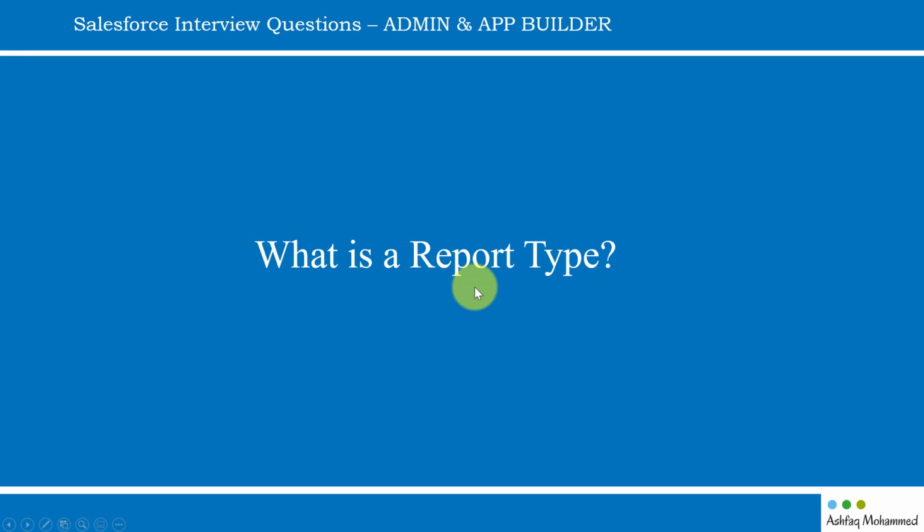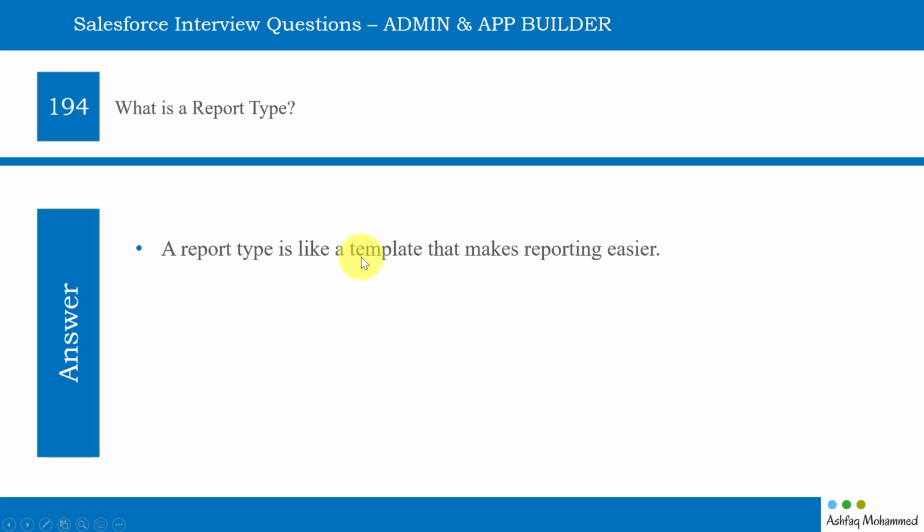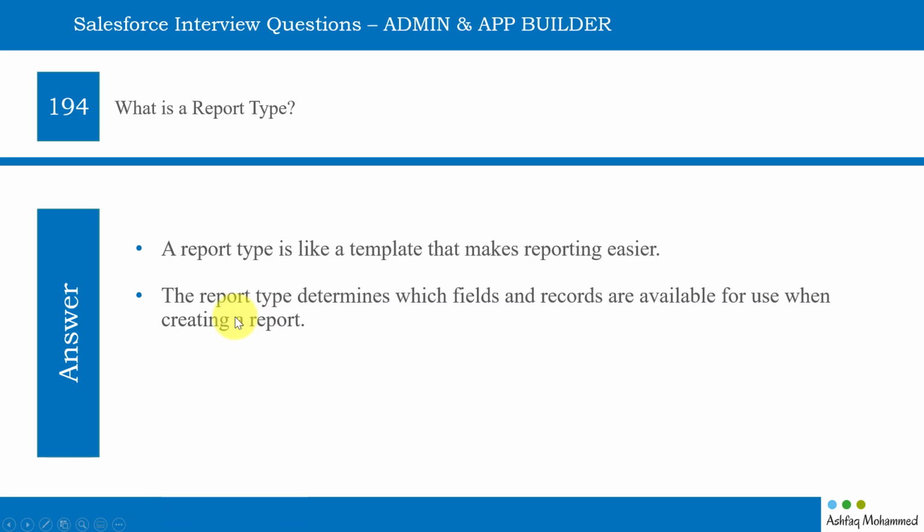Okay. The next question is, what is a report type? We have seen what is a report, we have seen what is a dashboard, and now this is the third thing. What is a report type, right? A report type is like a template that makes reporting easier. A report type determines which fields and records are available for us when creating a report, right? So basically, report types give us the option like what are the different fields you can select while creating the report, right? That is what report type is.